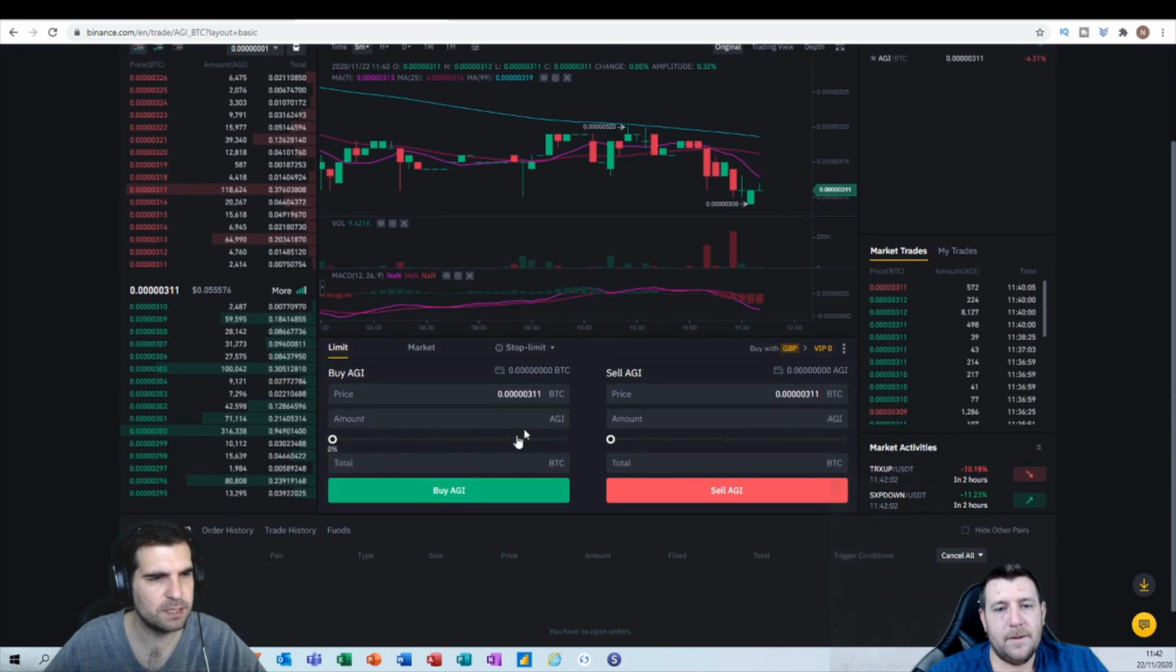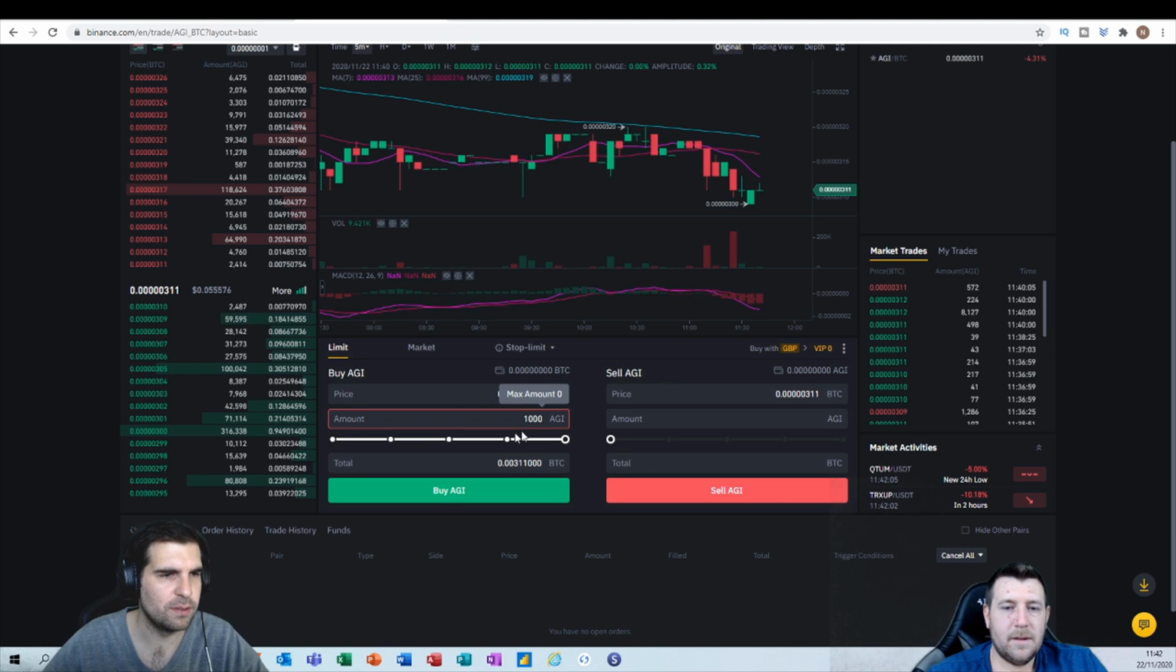So just from this particular section here, and there's a price associated with it. So how many AGI tokens would I like to purchase? You might say I would like to buy 1,000 or so like that, which I cannot afford with the Bitcoin in my account, and it's highlighting that.